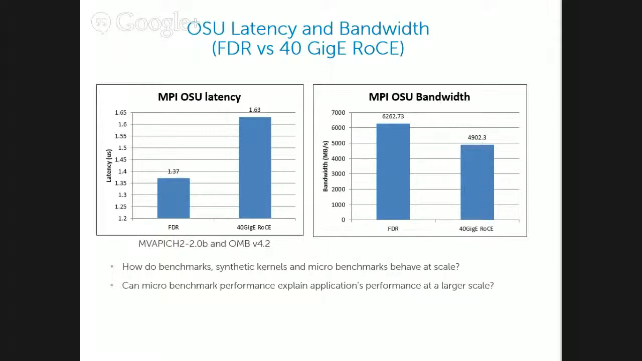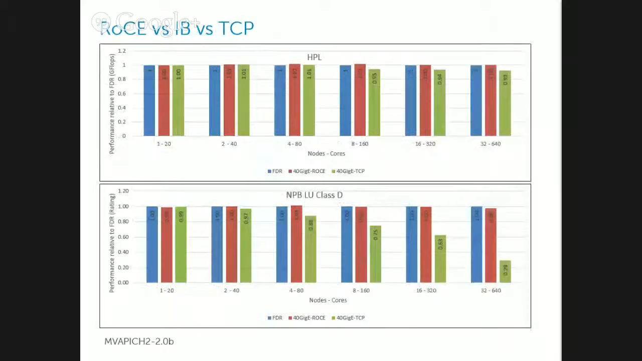But how does this translate to applications? It's always good to look at the micro benchmarks at a node-to-node level, but we also need to understand how those benchmarks translate to application level performance. And to understand that, we set up a 32-node cluster.